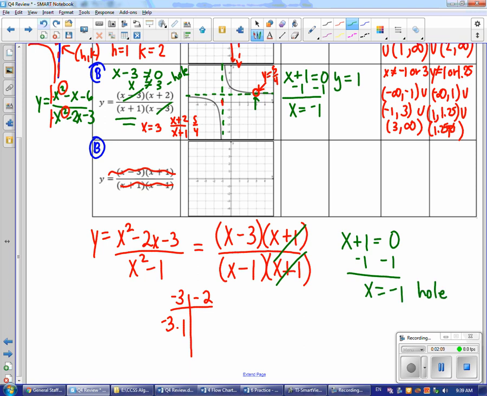So when I go to graph my function, wherever the point is associated with x equals negative 1, I'm actually going to make it an open circle because the function won't be able to exist there, because that will generate a 0 in the denominator.